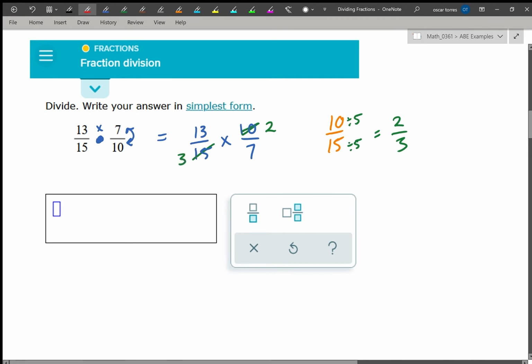So if I look at my other diagonal, I have a 13 and a 7. That cannot be simplified. So at this point, we can just multiply the numbers from left to right. 13 times 2 gives me 26 for the numerator. And in the denominator, we have 3 times 7, which is 21. This fraction can't be simplified any further, so it is our final answer.